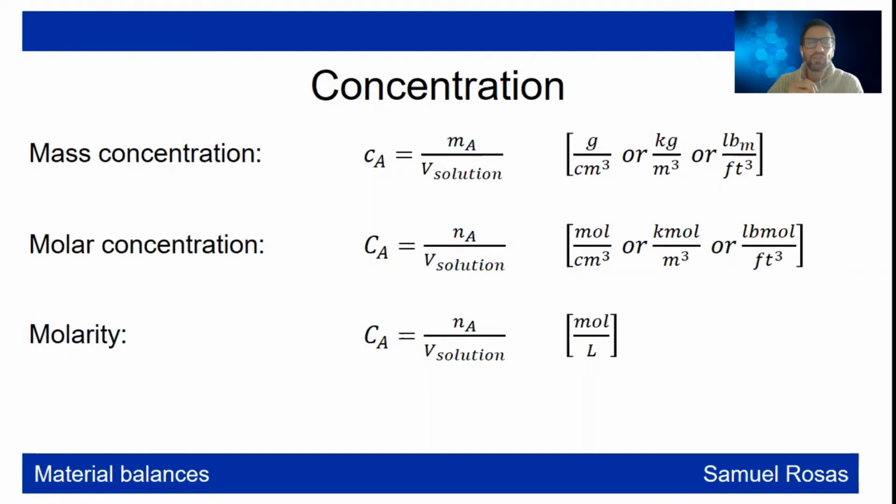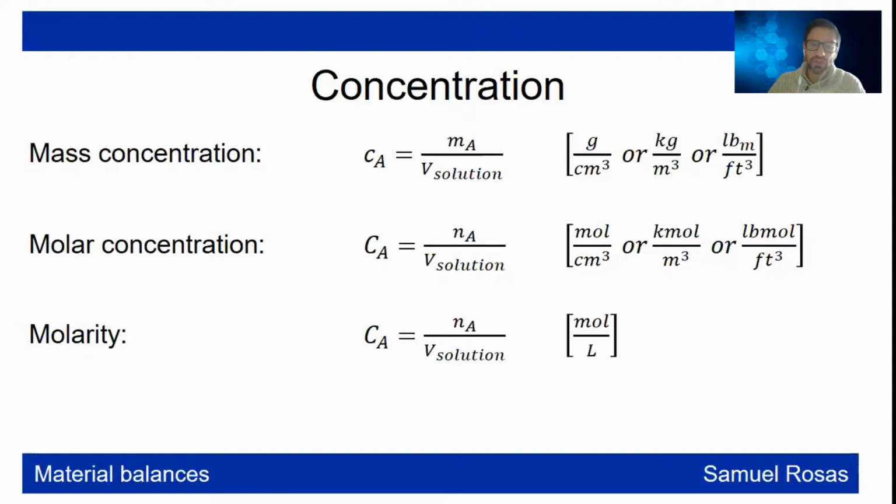The mass concentration of any substance in a solution is the mass of that substance over the volume of the total solution, which is in units of grams per cubic centimeter or kilograms per cubic centimeter or pound mass per cubic feet or any given combination, right?